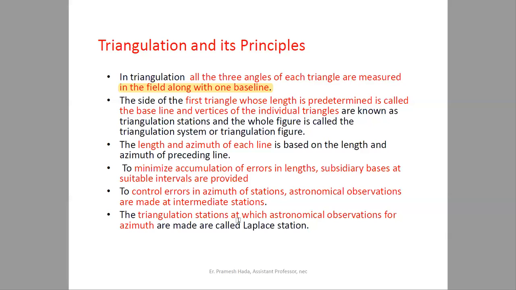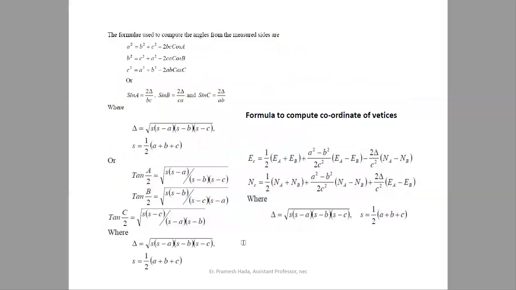The triangulation stations at which astronomical observations for the azimuths are made are called Laplace stations. The stations where azimuths are calculated through astronomical observations are called Laplace stations. You have to keep them in mind. What are Laplace stations? They are triangulation stations where astronomical observations are made to calculate the azimuth.